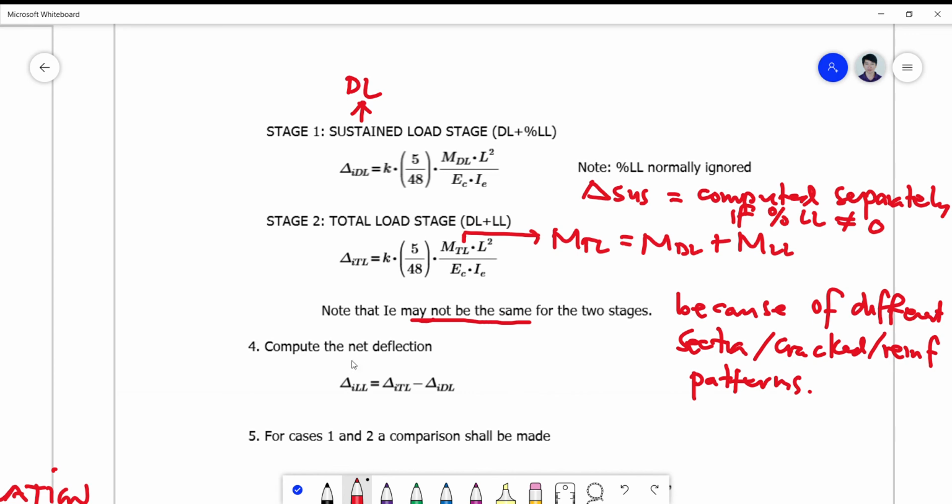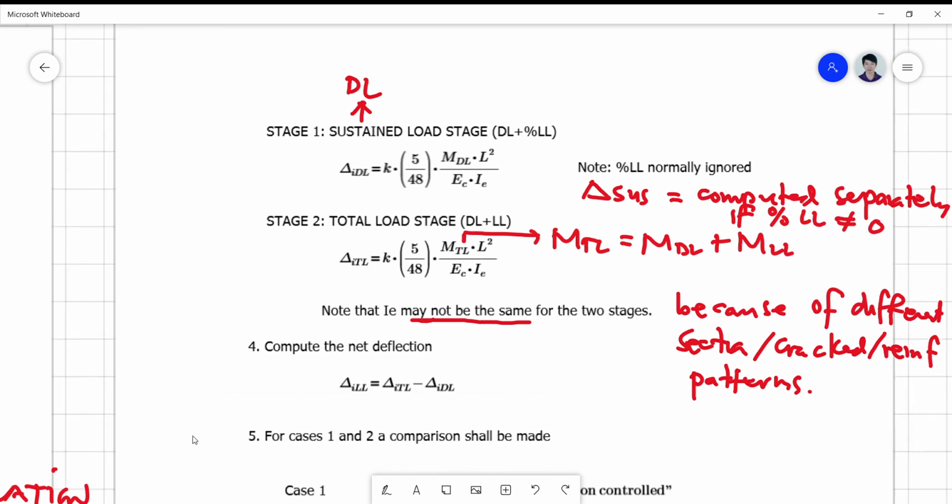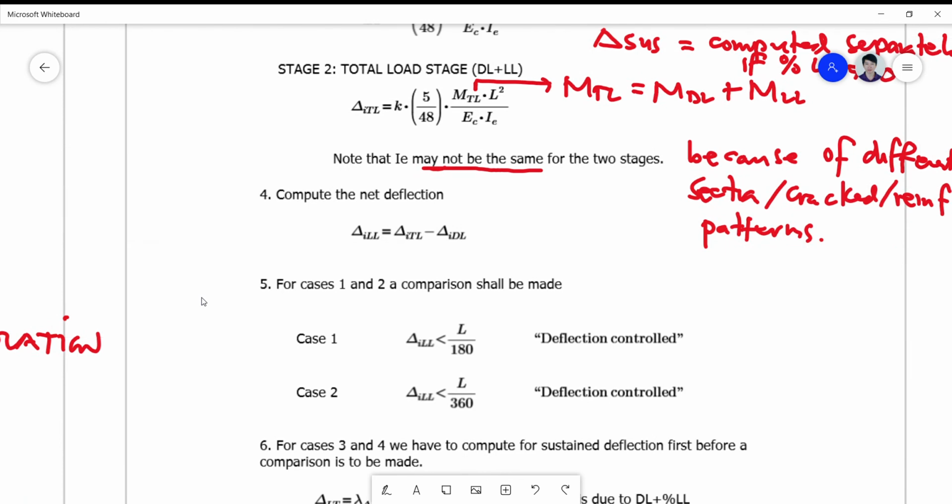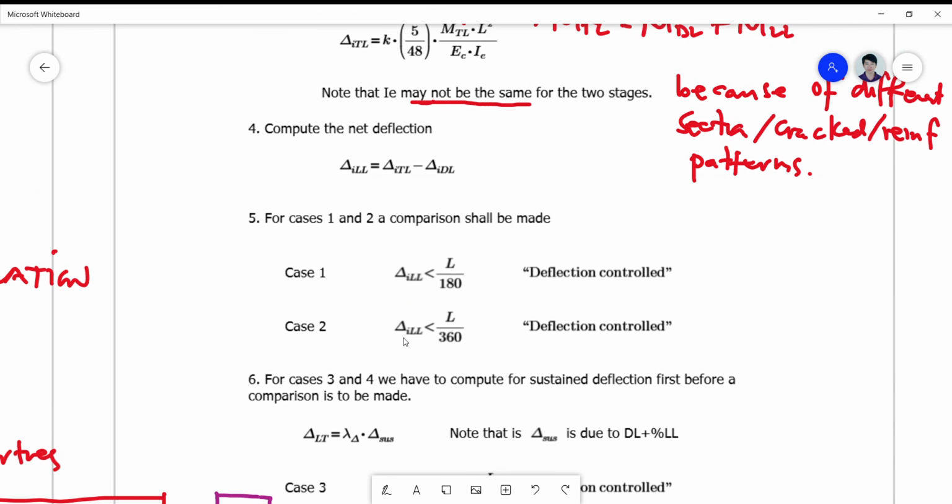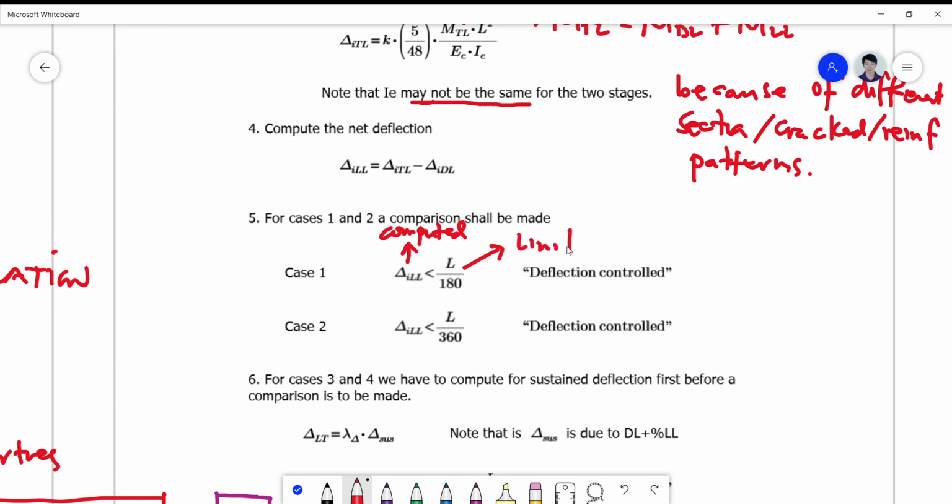Okay, now you compute the net deflection. Delta ILL is simply delta ITL minus delta IDL. And for cases 1 and 2, a comparison shall be made using only delta ILL, with L over 180 and L over 360. So if the computed value is less than the limit or the allowed value, then the deflection is controlled.